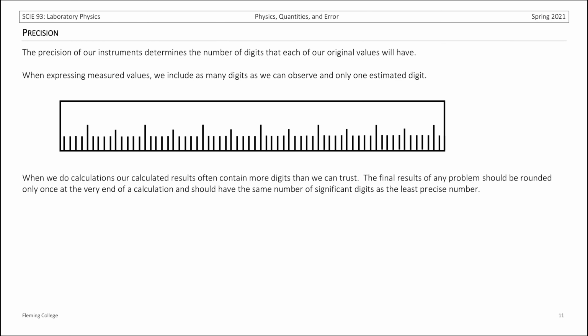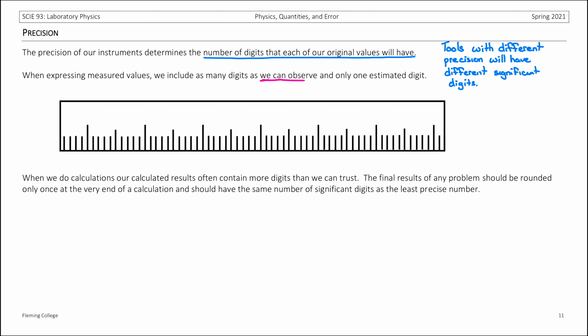The number of significant digits we have in a value that we measure will be determined by the precision of the tool we measured with. Tools with different precision levels will have different numbers of significant digits. So when we express a measured value, we include as many digits as we can read on the tool.